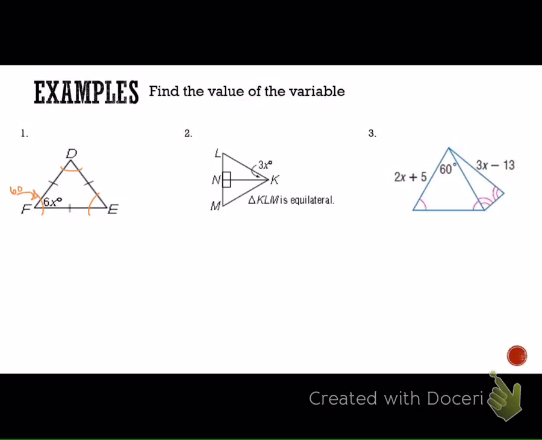Somebody raise their hand and tell me what we could do to find x if we know all the angles are 60. Katie. So 6x equals 60. 6x is the same as a 60-degree angle, right? It's in a 60-degree angle spot. They are the same, so we can set them equal. When two things are the same, you set them equal. So we get x equals 10.